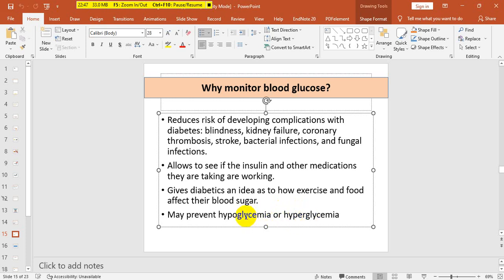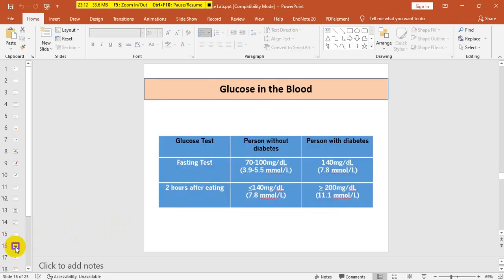If you are hypoglycemic, it means you don't have any glucose in your blood, so you can end up fainting or collapsing anytime. Hyperglycemia too is accompanied with these complications: blindness, kidney failure, coronary thrombosis, stroke, bacterial infection, and a whole lot. So in a nutshell, the sugar level should be controlled in a diabetic.